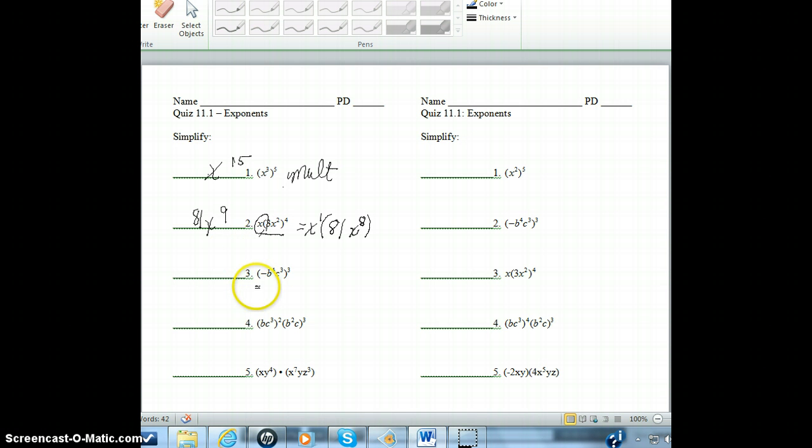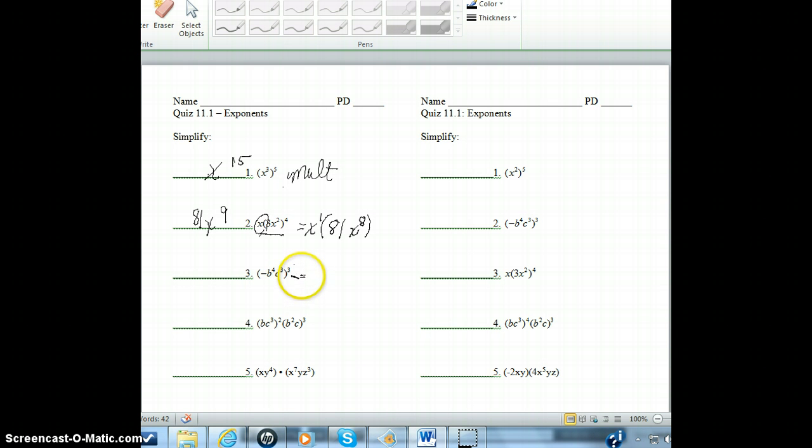Okay, let's look at number 3. Same type of problem. You see that the whole thing is raised to the third power. So we have a negative variable, which we can understand to be -1. When you have a negative raised to the third power, that means it's going to be a negative answer. Whenever you have it raised to an even power, it would be positive. If you started with a negative, anything raised to an odd power would be negative.